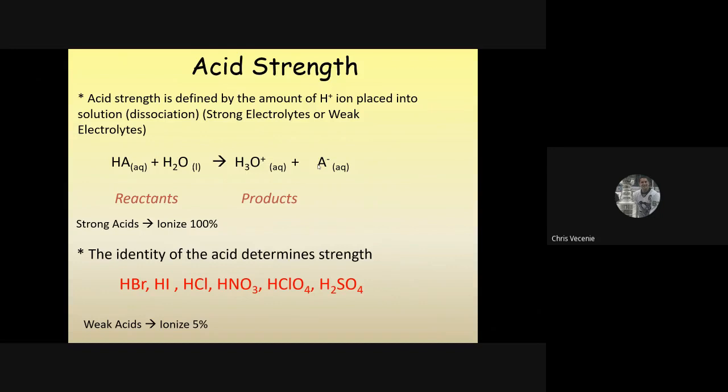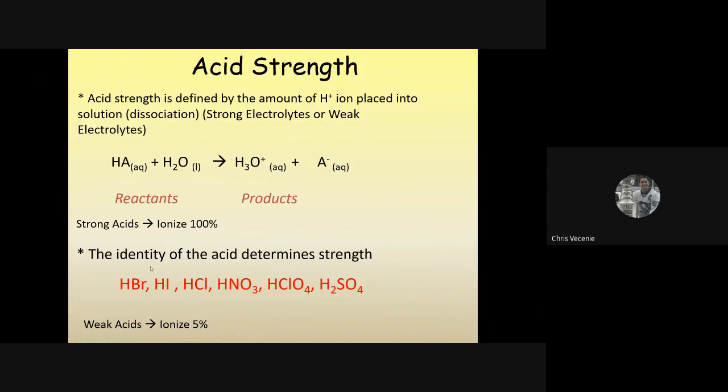How do we know who our strong acids are? Right, there is a list of strong acids that I have you guys learn. 3 come from the periodic table, and 3 are polyatomic ions. Right, so the 3 from the periodic table all live in group 17, HBr, HI, and HCl. And then your 3 polyions are HNO3, HClO4, and H2SO4.